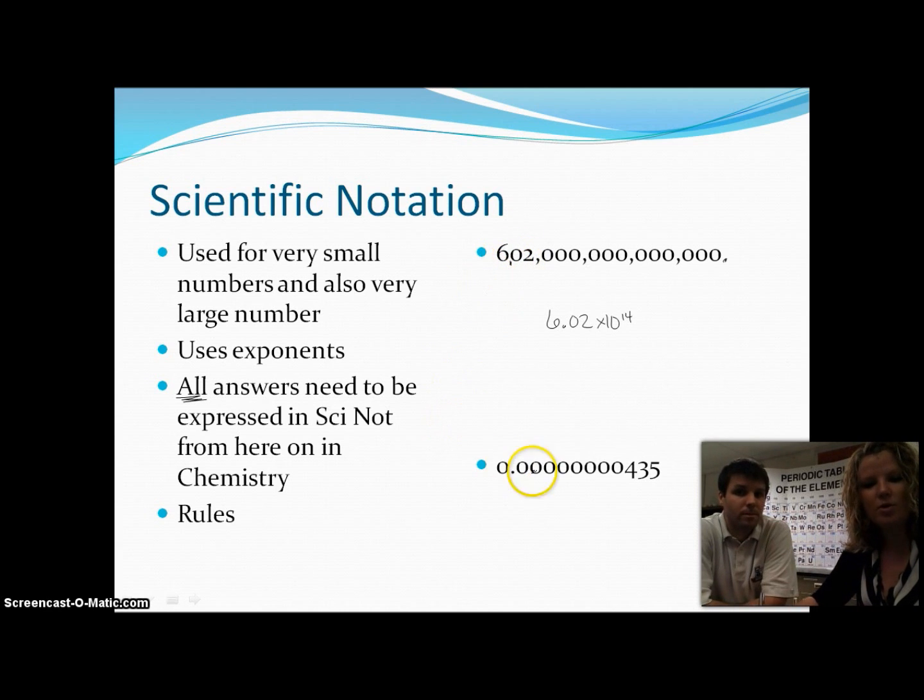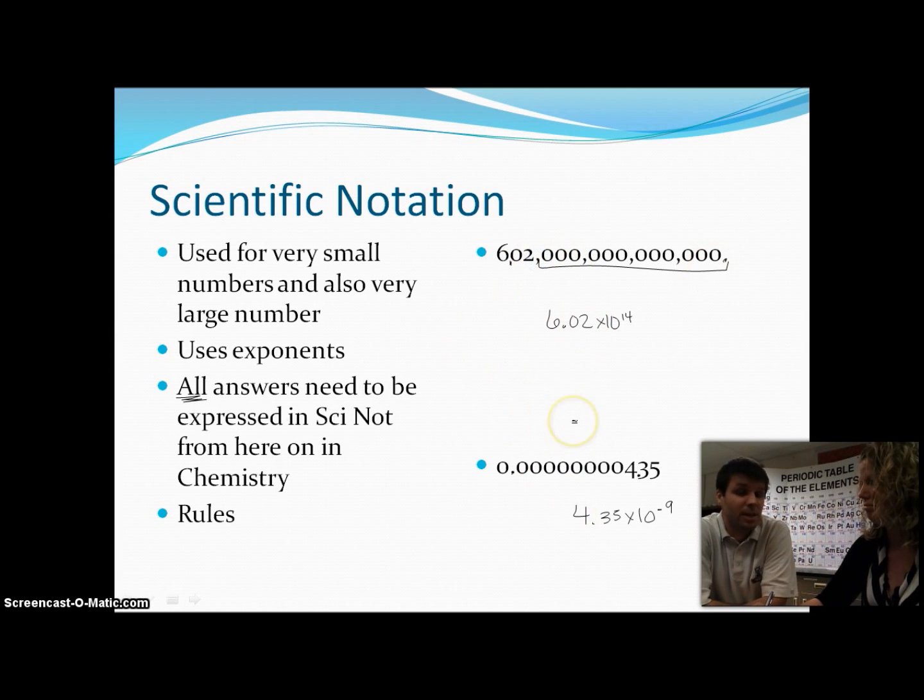And then, of course, we can do it for a very small number, and we would go back 1, 2, 3, 4, 5, 6, 7, 8, 9. We'd want to stop right there, so we'd have one number, then the decimal. So it'd be 4.35 times 10 to the negative 9. Negative means that it is a very small number.